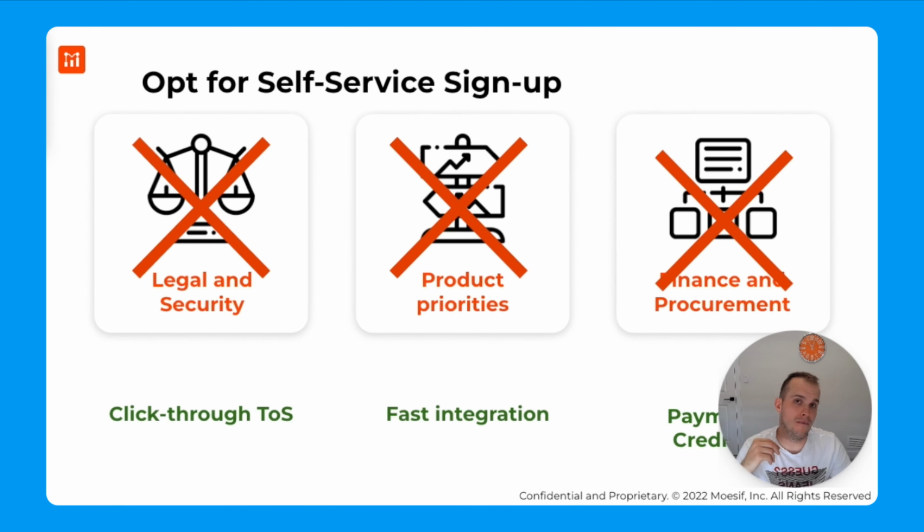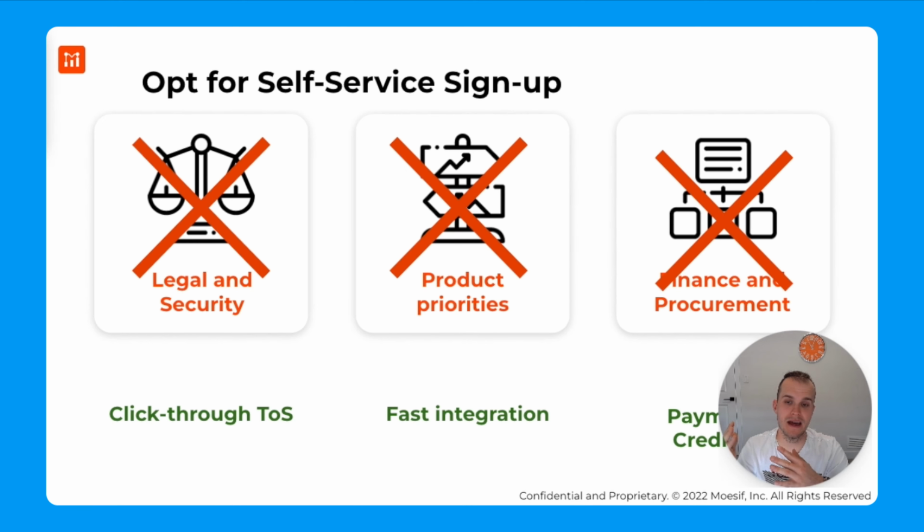Now, as part of that conversion process, we really should opt for self-service sign-up. We don't want to have a bunch of legal and security holdups. We don't want a bunch of different product priorities. We don't want finance and procurement slowing us down. Essentially, everything within the corporate organization could slow down someone actually converting to using the product.